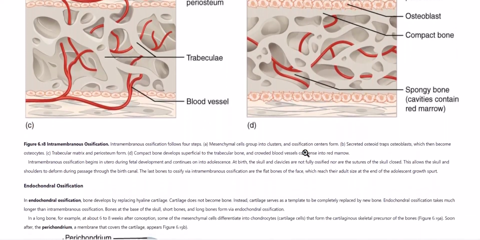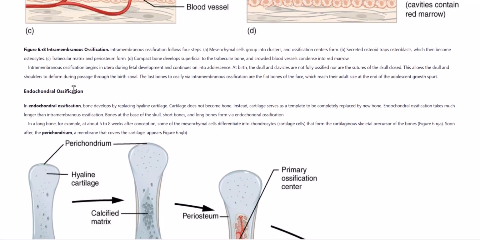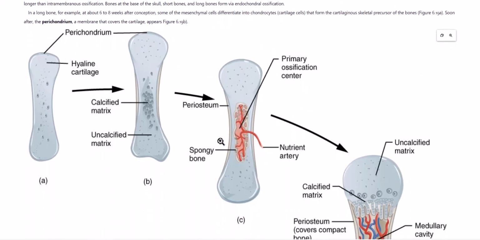Where I am going to spend my time, however, is talking about endochondral ossification. And this is the type of ossification where we're replacing hyaline cartilage. This is what we're seeing for all of your long bones, all of your short bones, the majority of your bones. The cartilage does not become bone, but instead the cartilage serves as a template and is replaced by bone. So don't think that this is hocus pocus, cartilage becomes bone, but simply the cartilage is the template and bone is replacing that cartilage. So let's just take a look at the steps here.